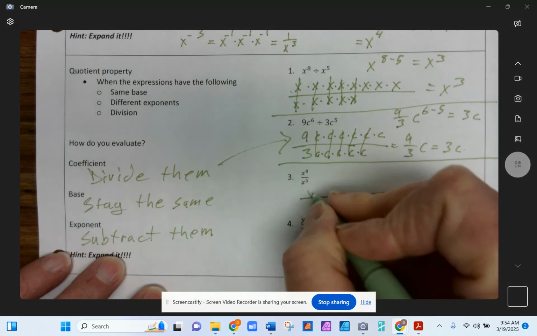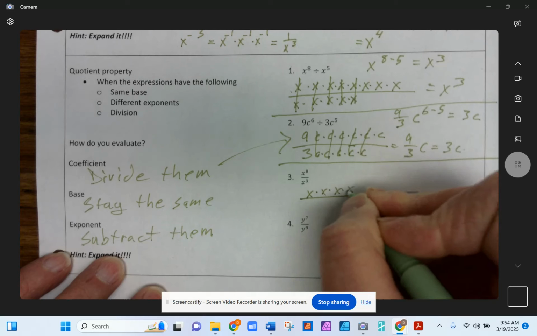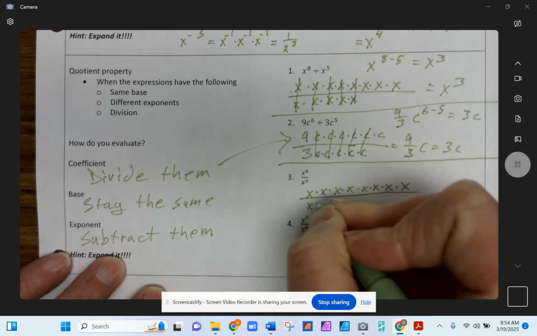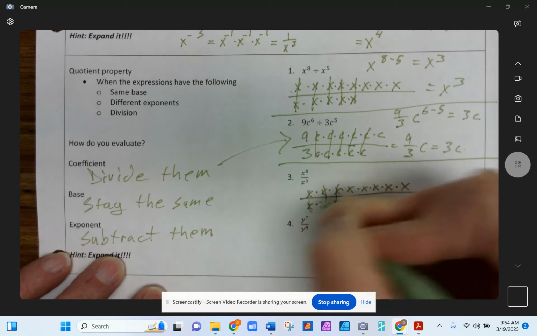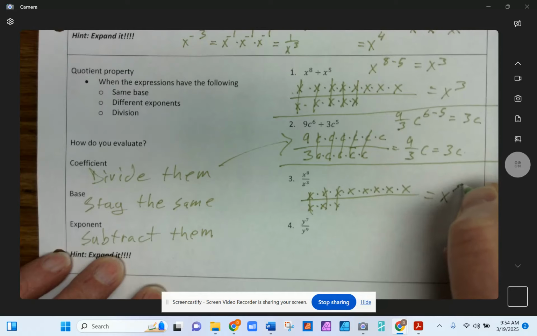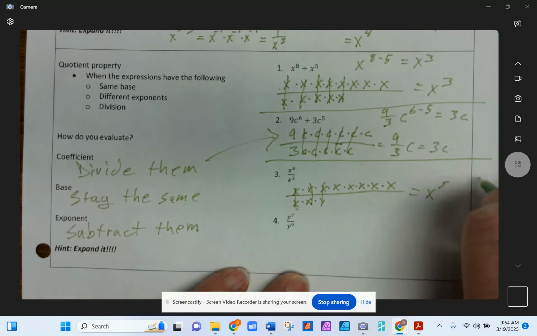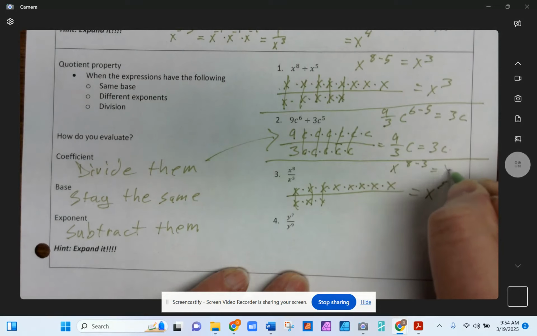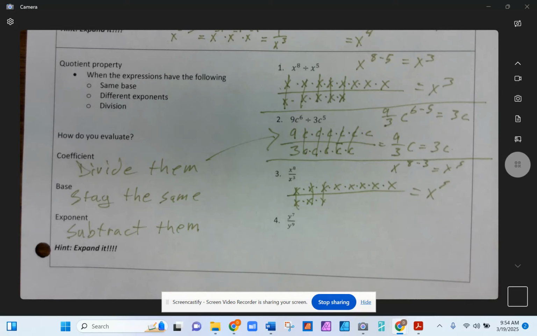So 8 x's on top, and then 3 on the bottom. And we just cancel them out. We get x to the 5th. Shortcut would be just x to the 8 minus 3, x to the 5th.